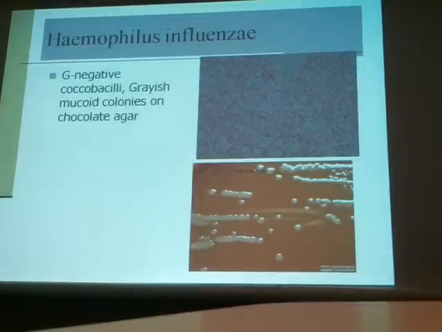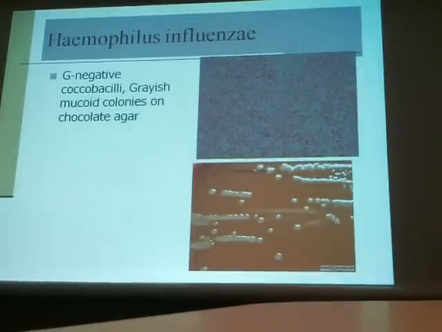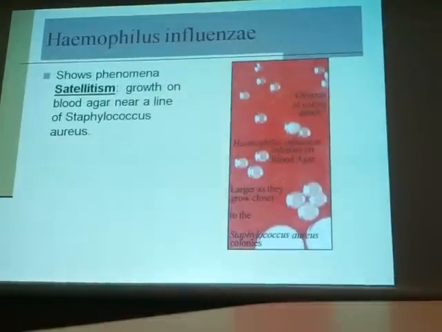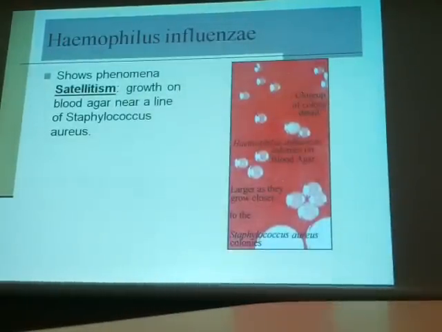Okay, we can culture the bacteria Haemophilus on a blood agar, but only close to Staphylococcus aureus. The phenomenon is satellitism: growth on a blood agar near the streaking line of Staphylococcus aureus. In the middle of the blood agar we make one vertical streaking line of Staphylococcus aureus. Staphylococcus aureus produces the V factor. So Haemophilus can grow close to the Staphylococcus aureus line. We call this satellitism.